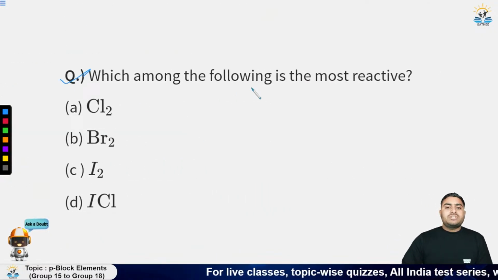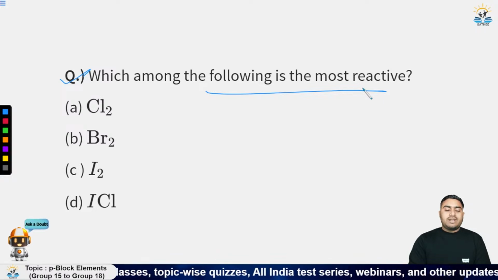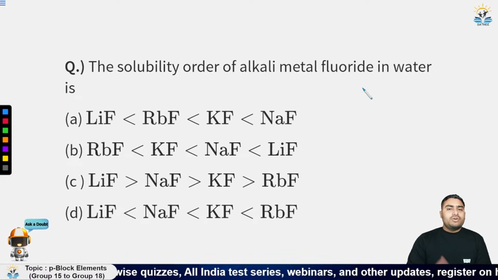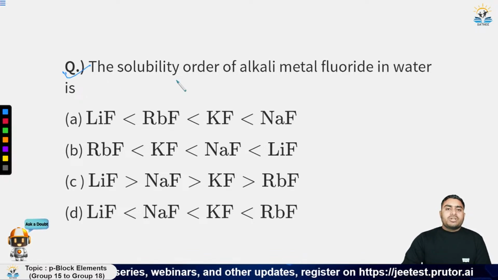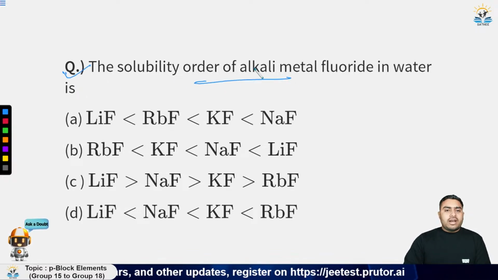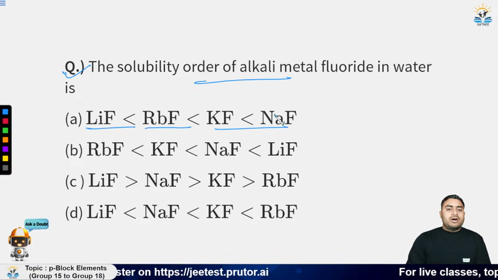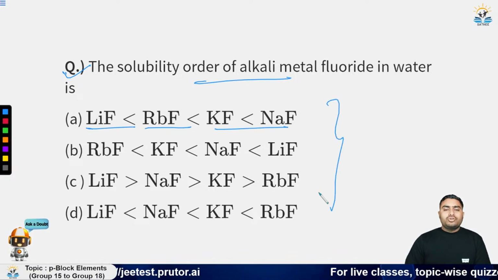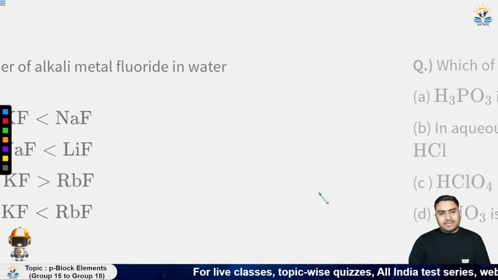Now the next question: which among the following is the most reactive? Cl2, Br2, I2 and ICl, these options are given. You have to complete this question as homework. The solubility order of alkali metal fluorides in water is LiF, RbF, KF and NaF. Very simple, and some other options are given to you. You can go through this question and complete it because you know the concepts.